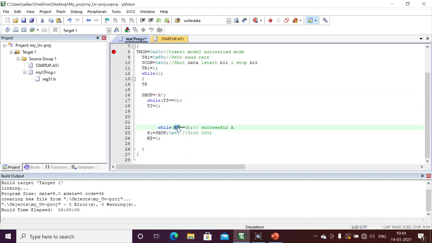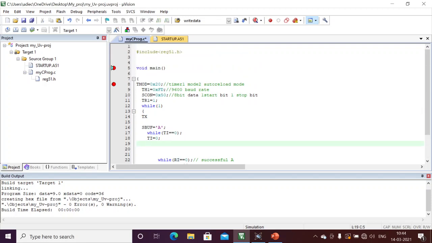In case of reception, first we need to check whether the data is successfully received in the SBUF or not. If the RI flag is set to 1, I have received the data successfully. Otherwise I will wait here only. Once the data is received, I copy it to port 1 and clear the flag for the next reception. This is mainly the working principle of the communication.